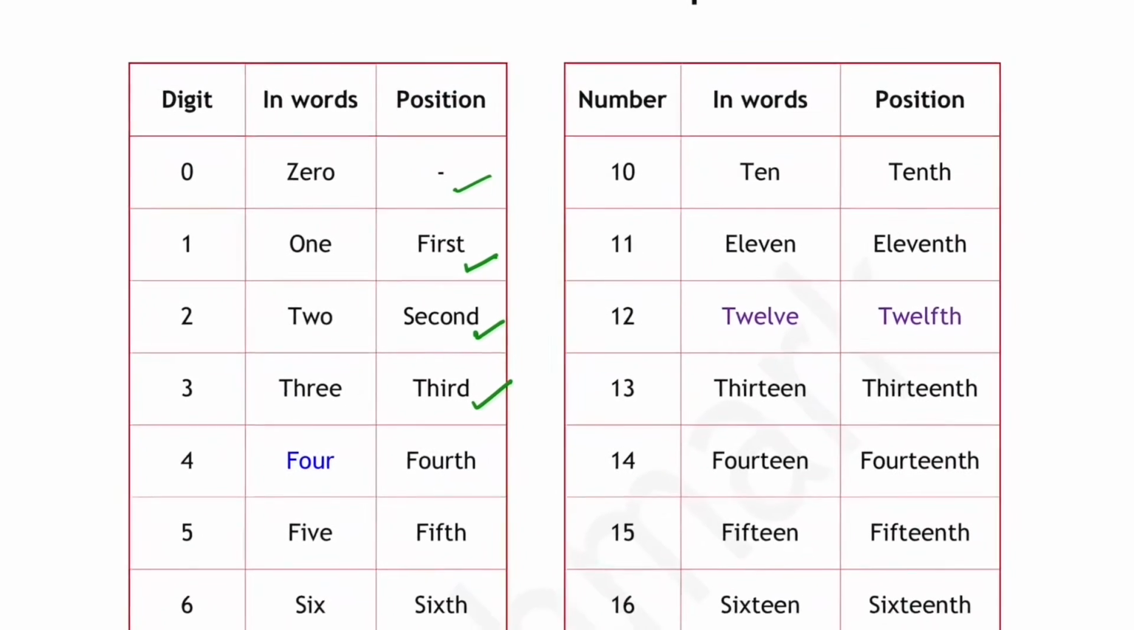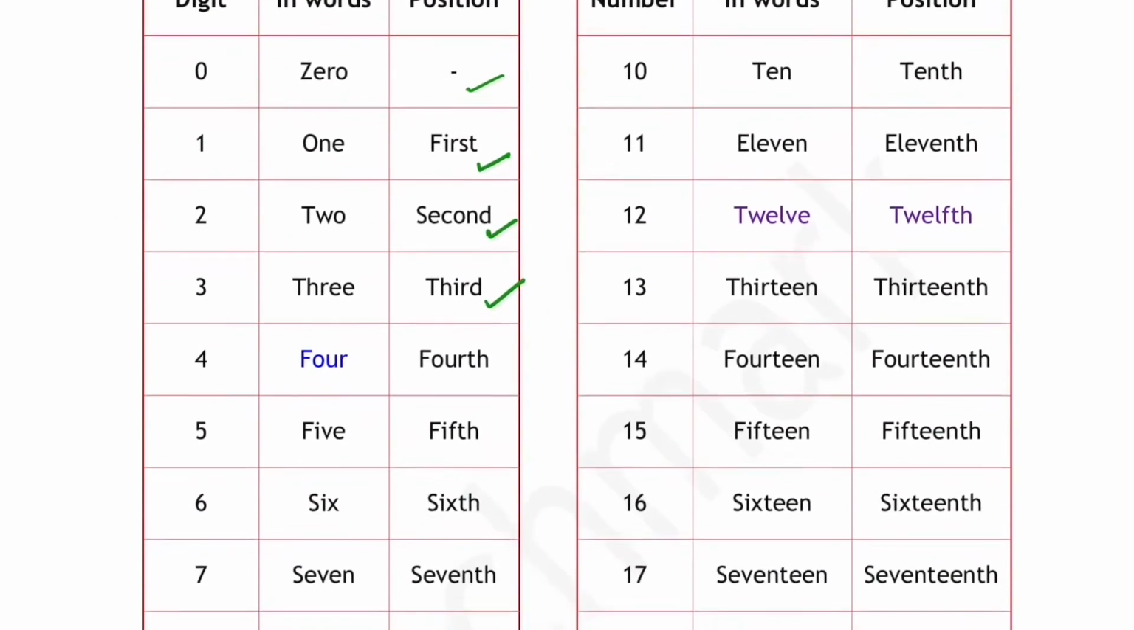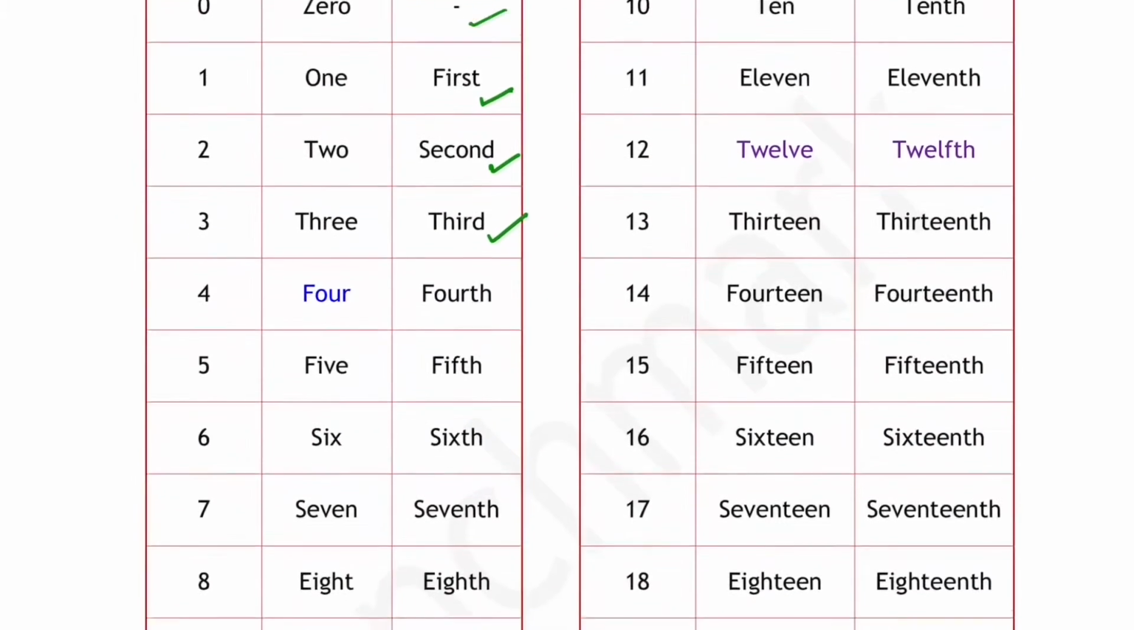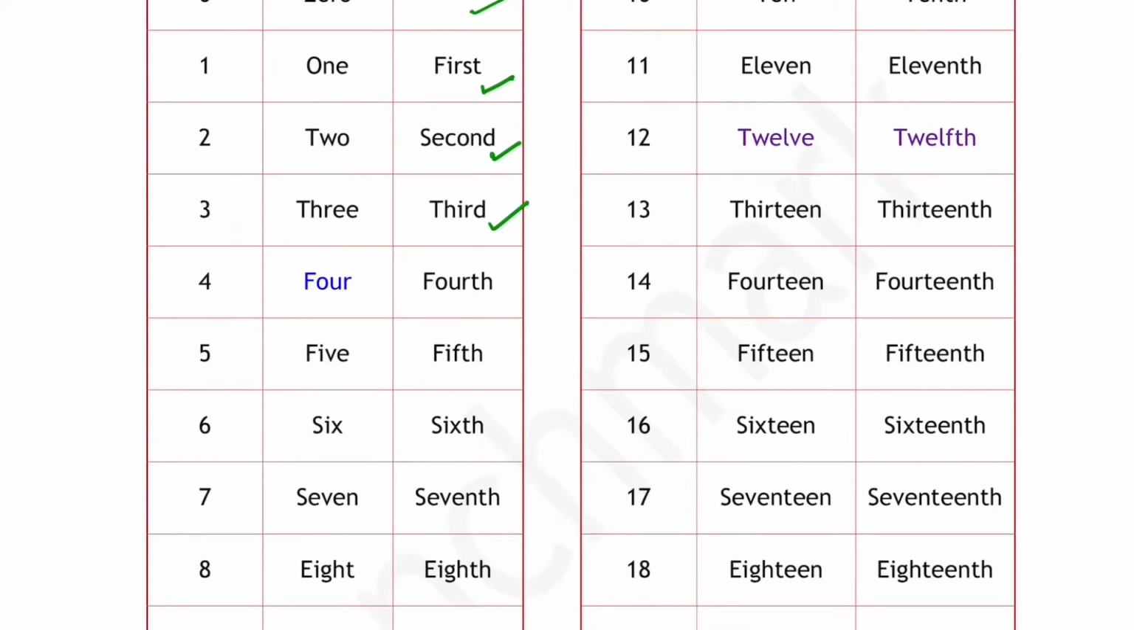After that, th will be added to the name of the number to get the position. So 4 becomes 4th. But look, when ty is added, u is eliminated. So it became forty. But when th is added, u is not eliminated.